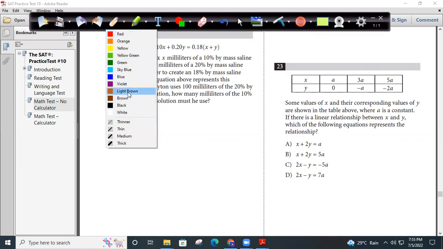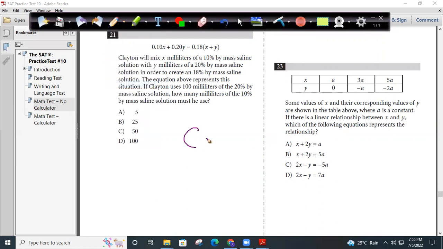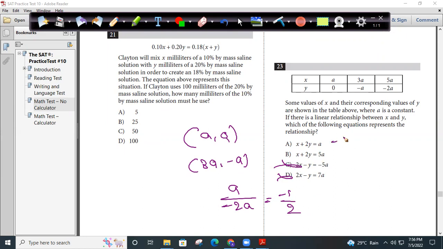Even others, just see here who could not do this now. Take any 2 points, a comma 0, 3a comma minus a. Slope is minus a by 2a, minus 1 by 2 should be the answer. So this slope is minus 1 by 2, this slope is minus 1 by 2. This is not, so the answer should be between A and B. But why should I take this? y is equal to minus 1 by 2x plus b.